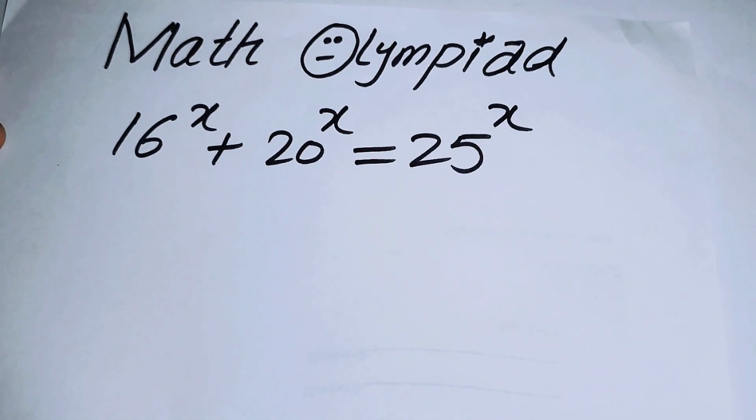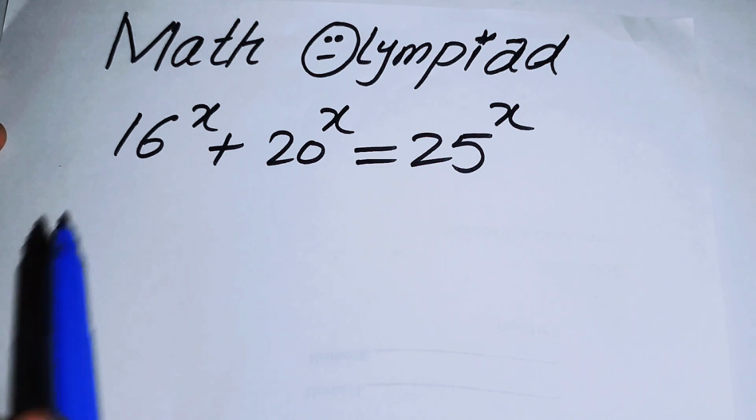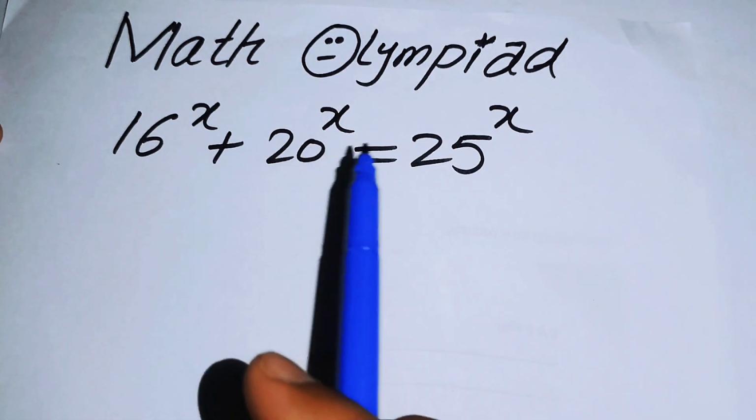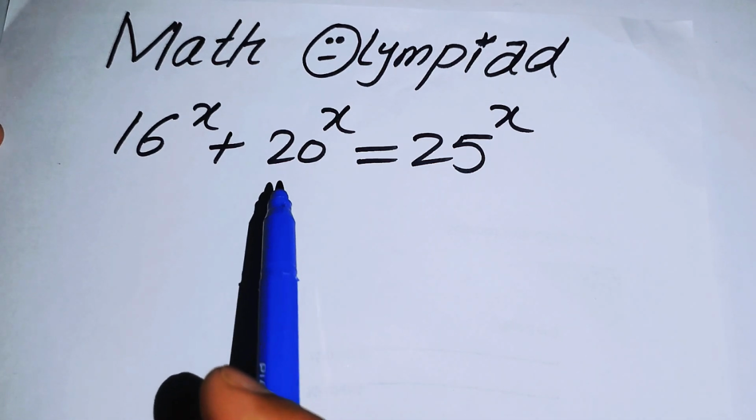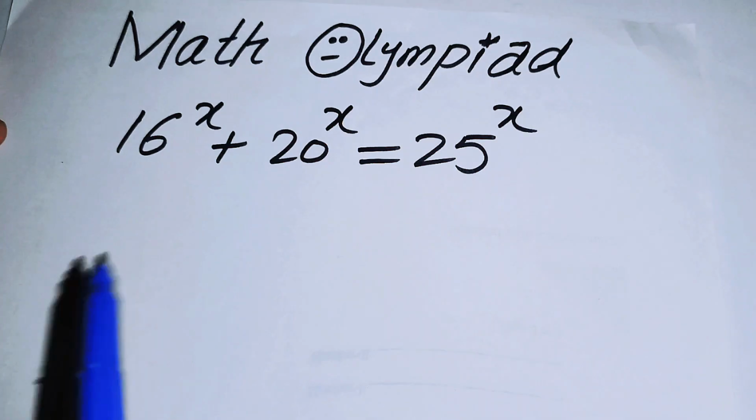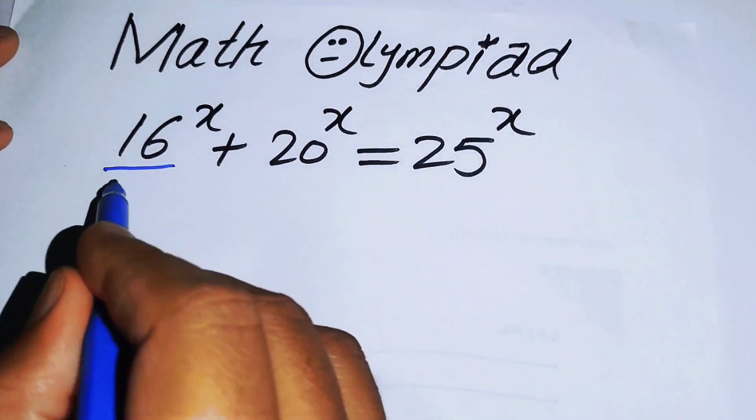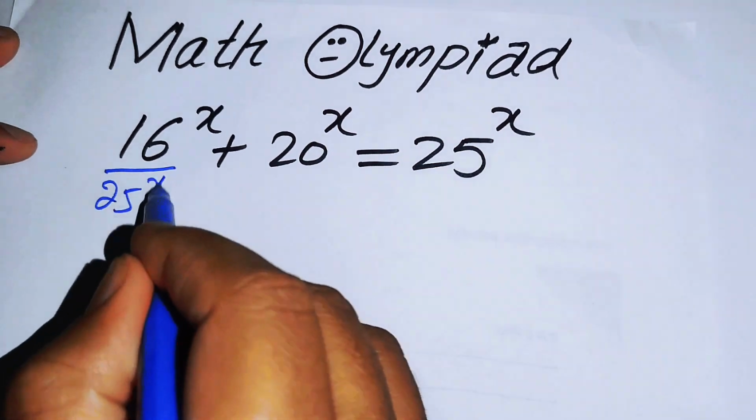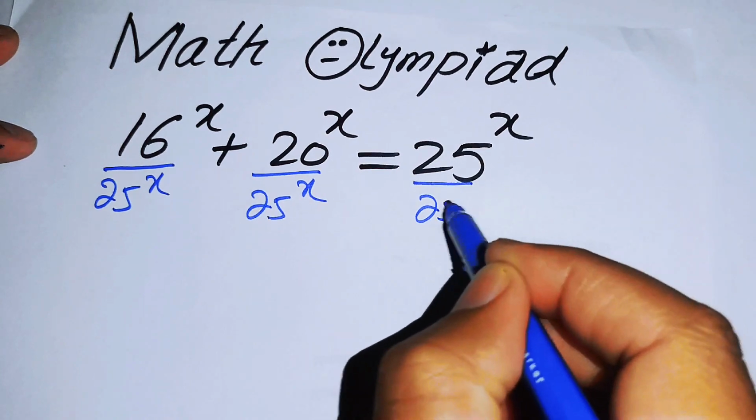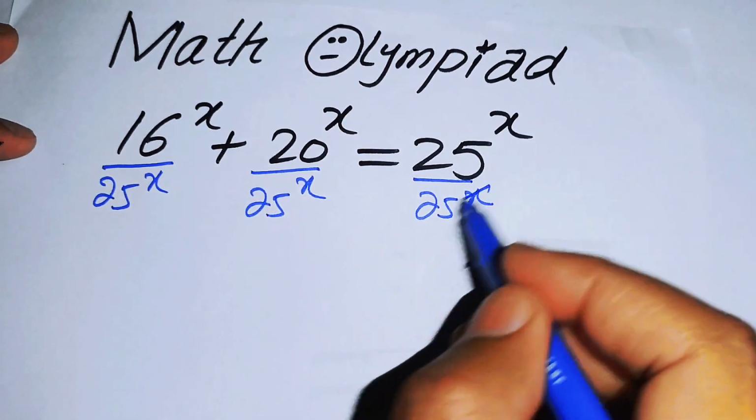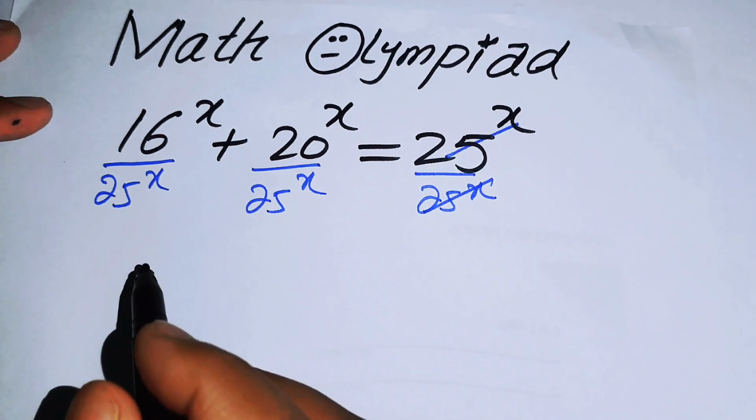In this video we are going to solve this nice exponential problem, and here we have 16 to the power of x plus 20 to the power of x is equal to 25 to the power of x, and we will solve this problem for the value of x. So the very first thing we are going to do is divide both sides by 25 to the power of x, so that this expression becomes in this form over 25 to the power of x. So these are gone, and after that we will apply the nice exponential law.